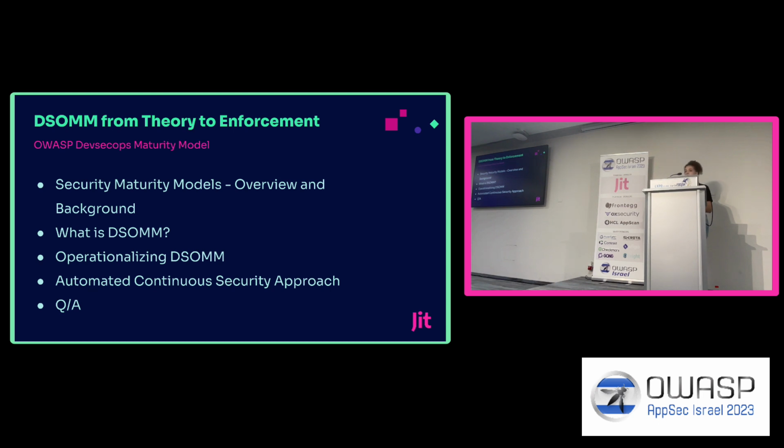Now, let's talk about DSOMM from theory to enforcement, because this is what we're here for. And just an overview of what we're going to talk about today. We're going to do a little bit of a deep dive into maturity models, because I think it's really important for us to set the baseline of what a maturity model is. Then we will get into DSOMM and what DSOMM actually is, again, the DevSecOps maturity model. Then we will get into what, in my opinion, is the most interesting part of this talk, which is operationalizing DSOMM. A lot of these maturity models could be great in theory, but how do we implement it, right? How do we use it? And then, of course, we will talk about how to automate everything using open source tools.